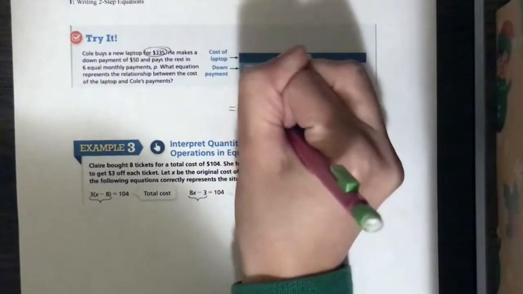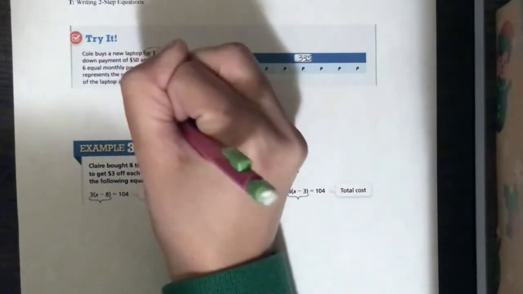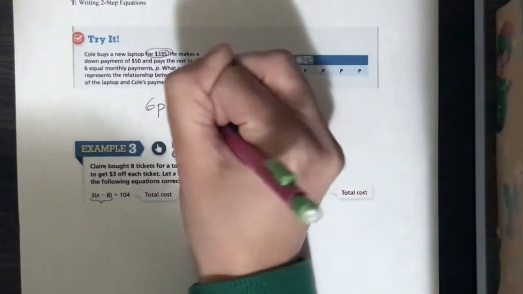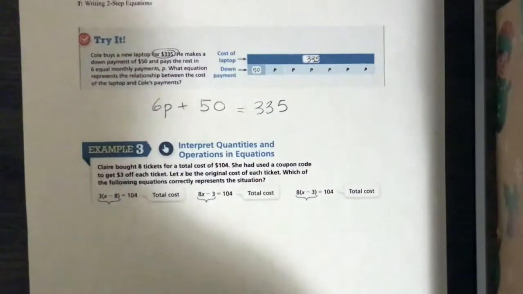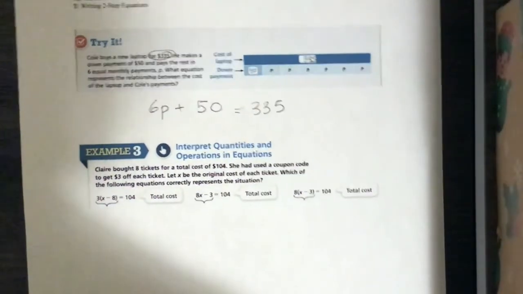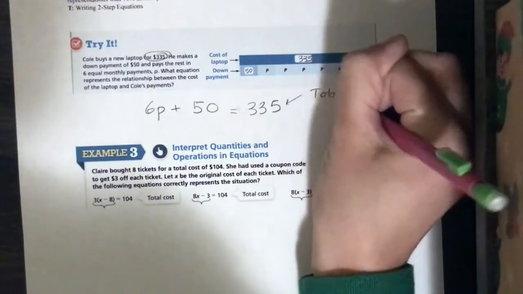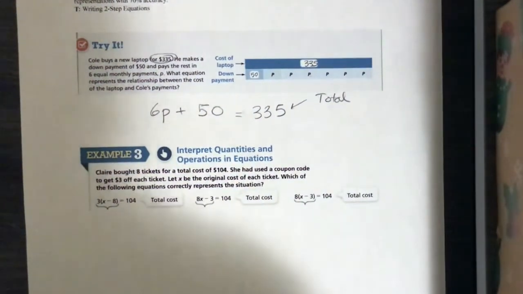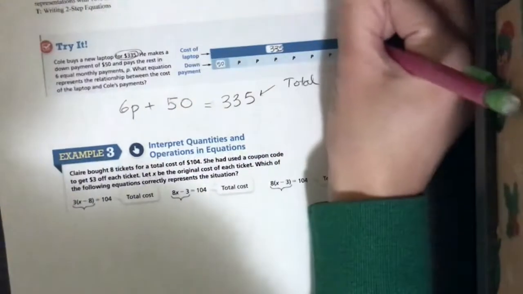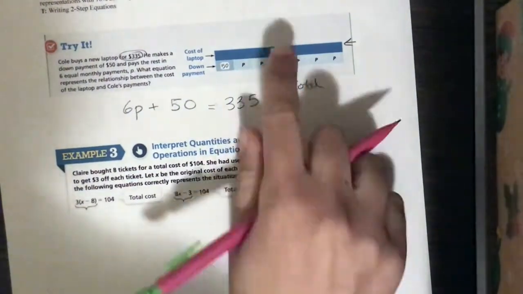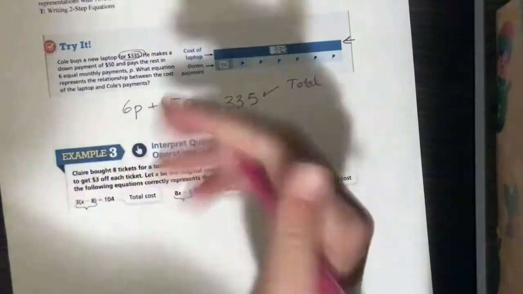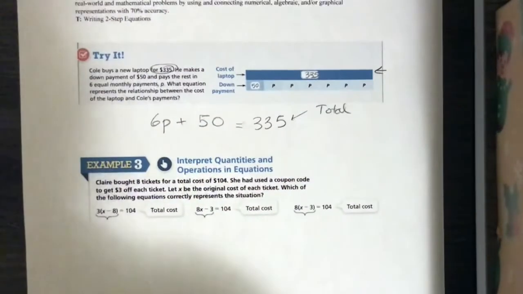Alright, so the correct equation is 6P, 6 times P, plus 50 equals $335. So let's break that down. $335, that's the total. Right, so that's going to go on one side of the equal sign. That's my total. That's what I see here. And then below it is equal to that.